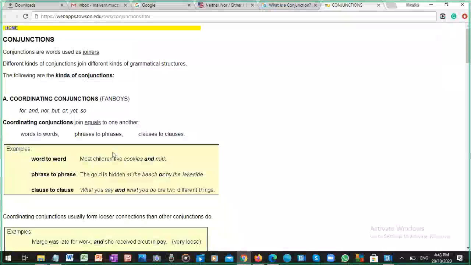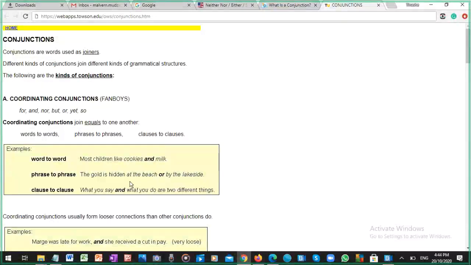So the first one is: most children like cookies and milk. Does that make sense? Okay. So here the conjunction is and. It's used to join cookies and milk. Does that make sense? Okay, teacher. All right. Then the next one.